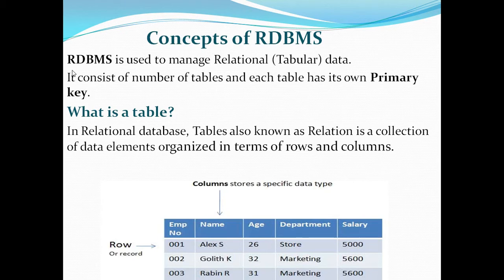Before discussing the primary key, we will discuss what actually is a table. Tables are also known as relations. When we are discussing relational databases, the tables are also known as relations. And the data in these relations is organized in terms of rows and columns. We know that a table is a combination of rows and columns. So this is the table here, which has three rows, and we have five columns. So this is a combination of rows and columns where data is stored. So what actually is a table? It's a relation where data elements are organized in terms of rows and columns.